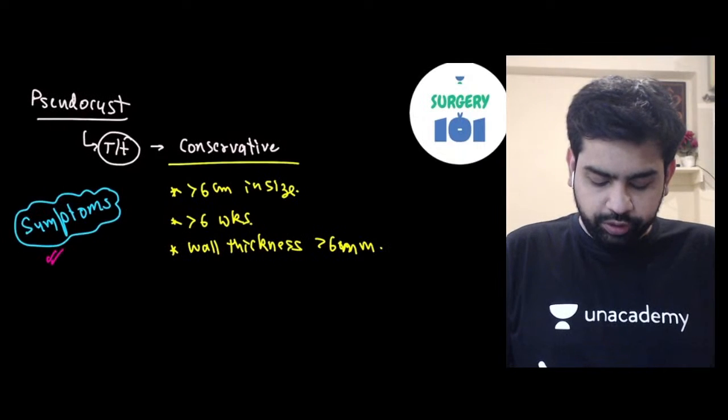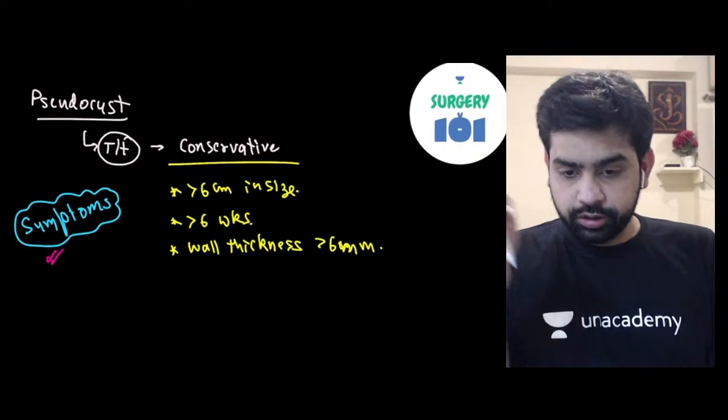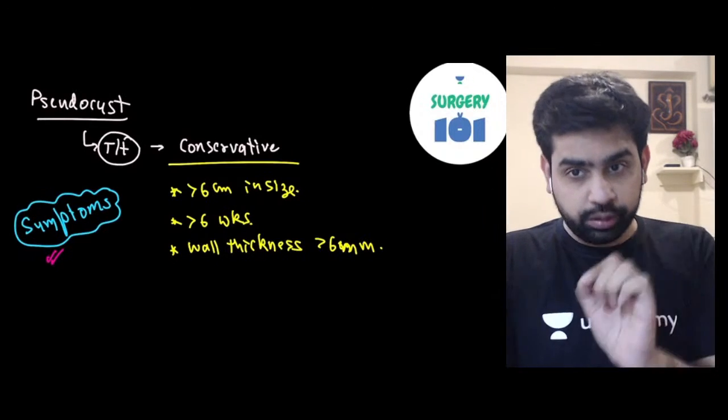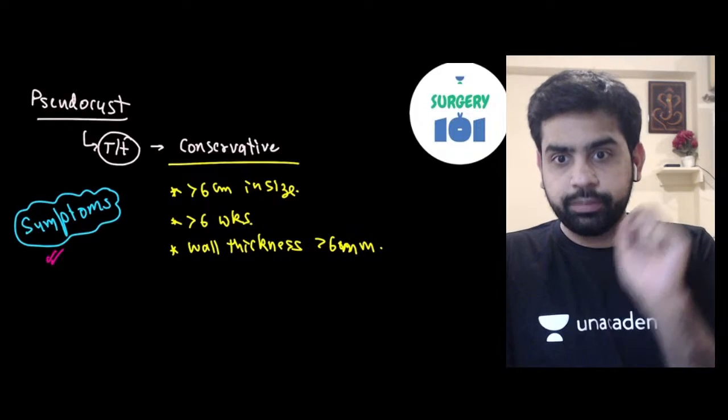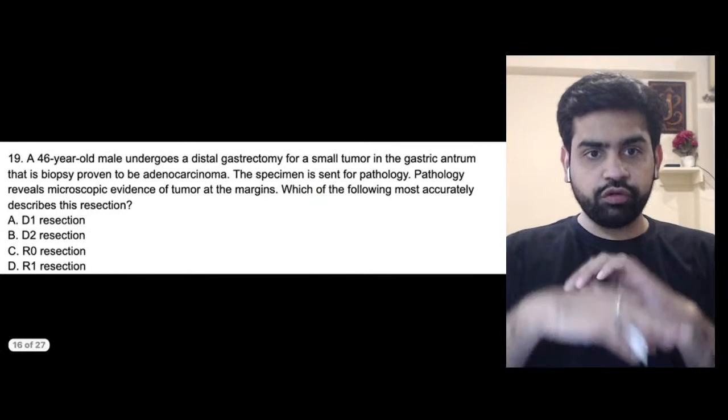The whole point I'm trying to make is that symptoms are the primary feature. Even if, let's say, the duration of that particular cyst is less than 6 weeks, but the patient is symptomatic, still we have to go in for the treatment. This is a primary thing which you need to understand over here. Moving on with the next question.